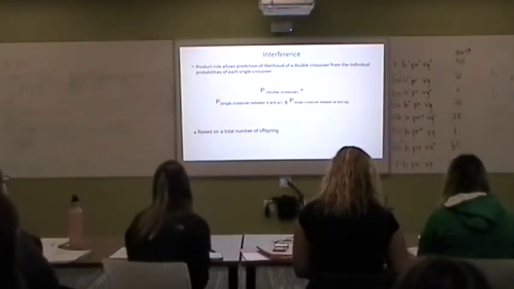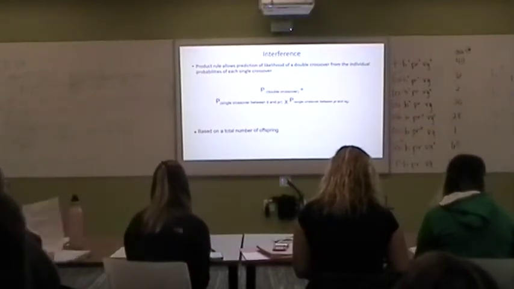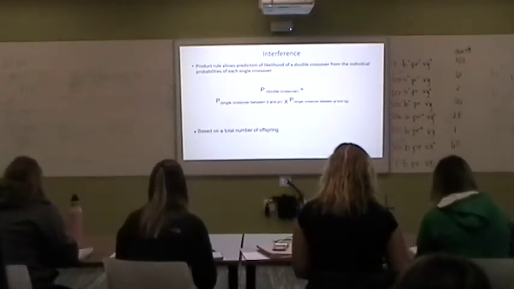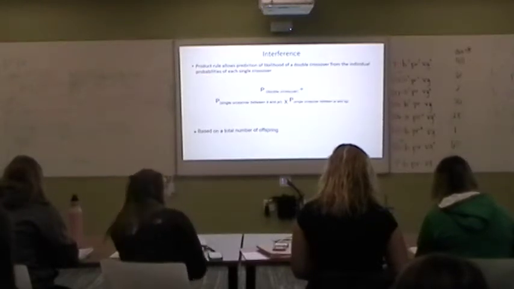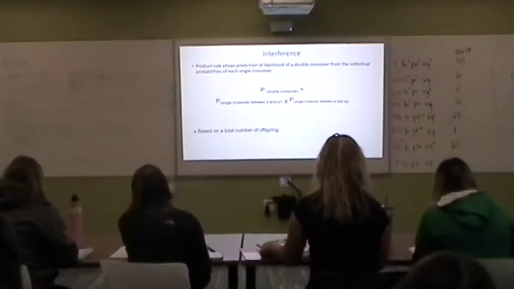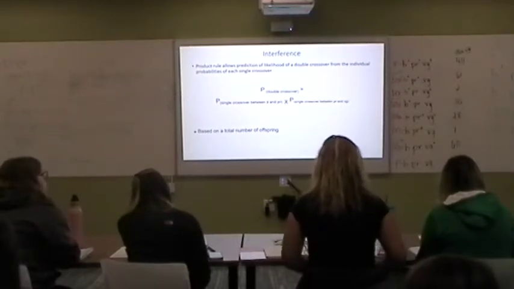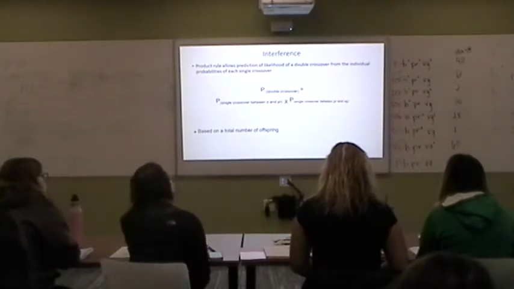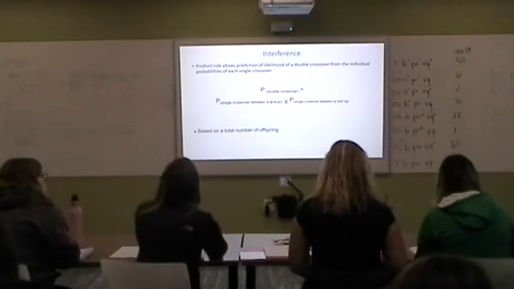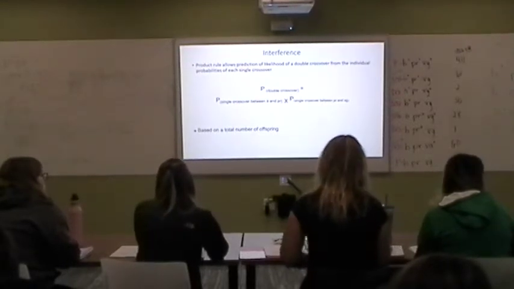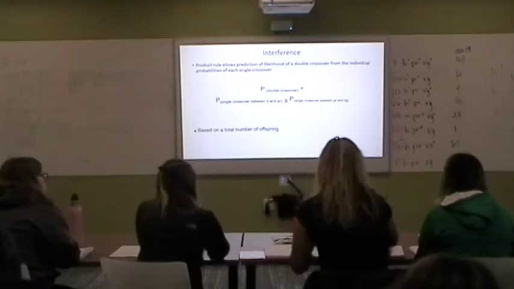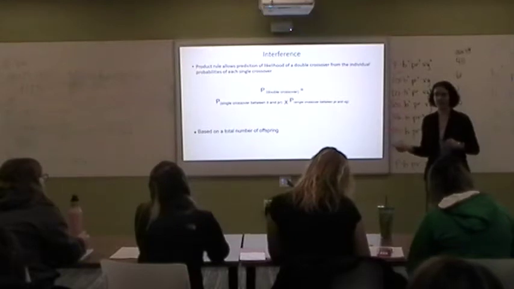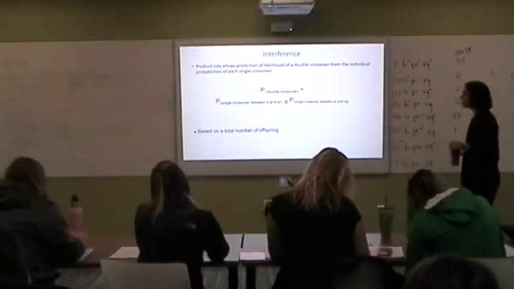The last piece of this, and this will be the last part of this chapter, is calculating what we call the coincidence and interference. These are values that we need to include because when we have double crossovers, sometimes when a chromosome crosses over once, it becomes less likely to cross over a second time. So the first crossover reduces the likelihood of a second crossover, and we call that interference. Because one crossover interferes with another crossover.